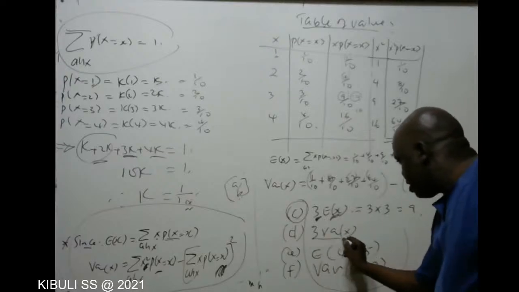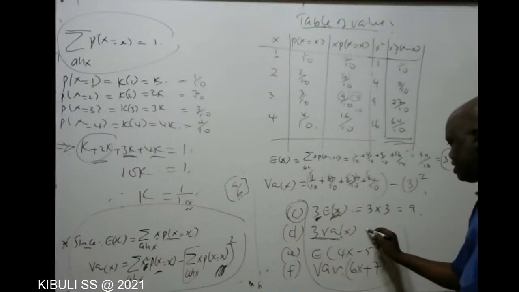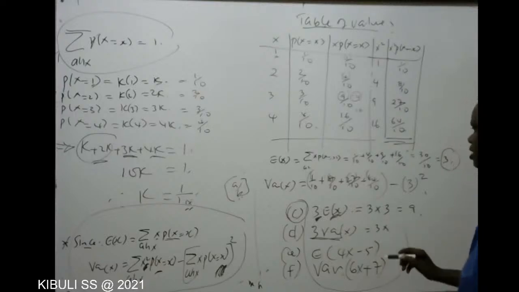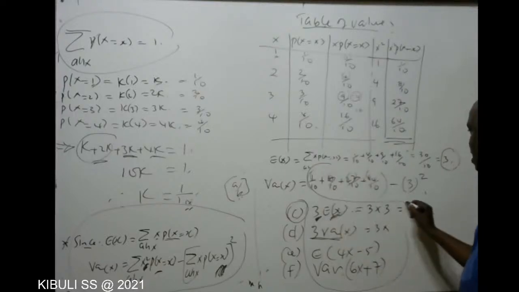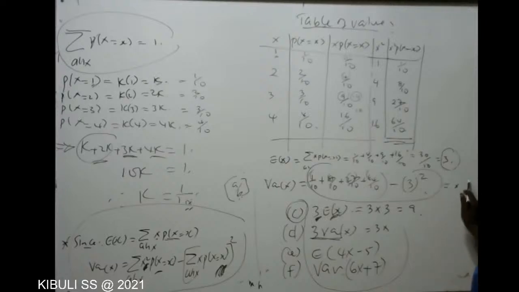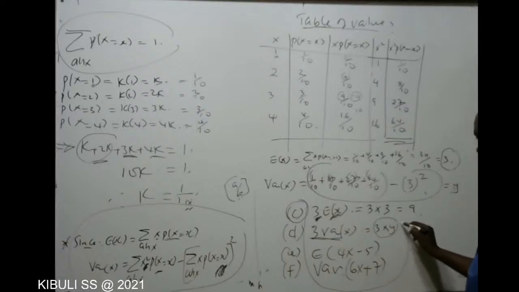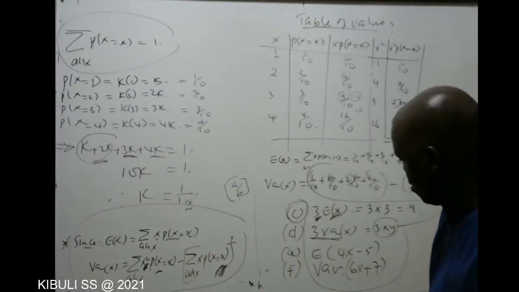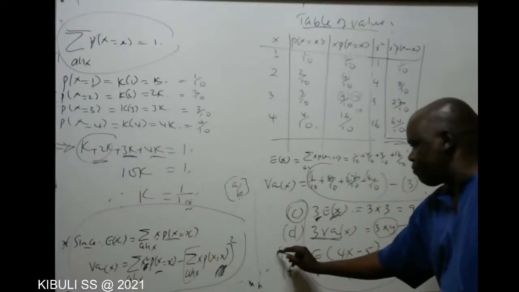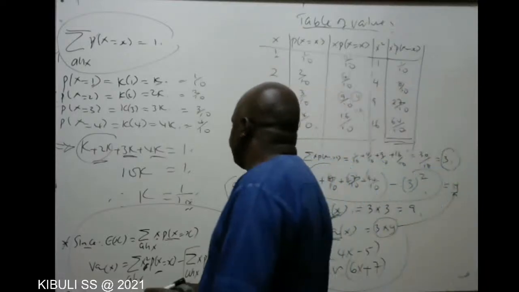This one is the same as 3 times the variance. So the answer which you get here, if the answer is X, the answer there is Y. So you get that one 3 times Y, the value which you get there. Now, what about this one here? That's the question.